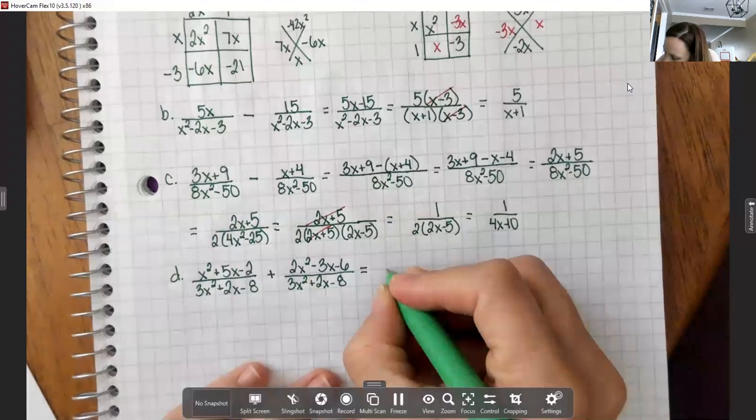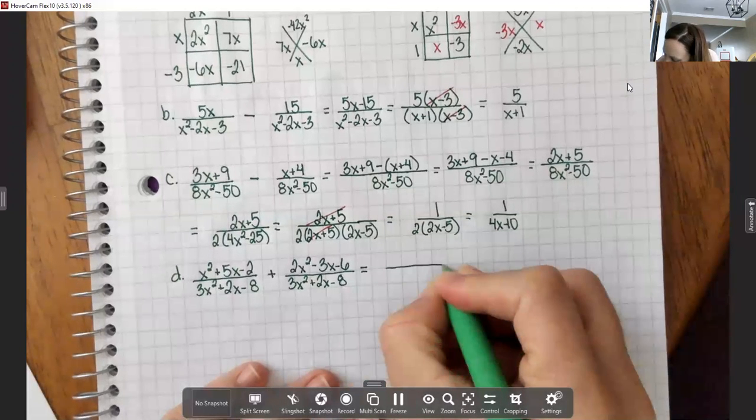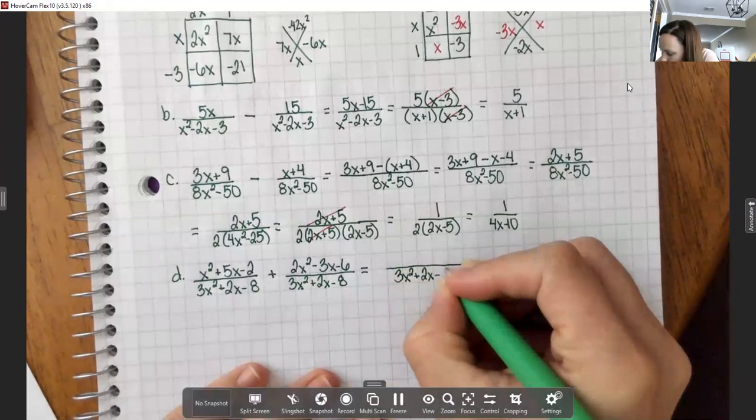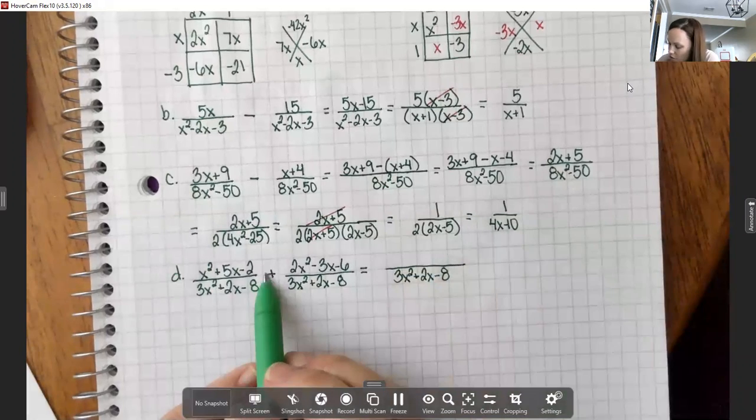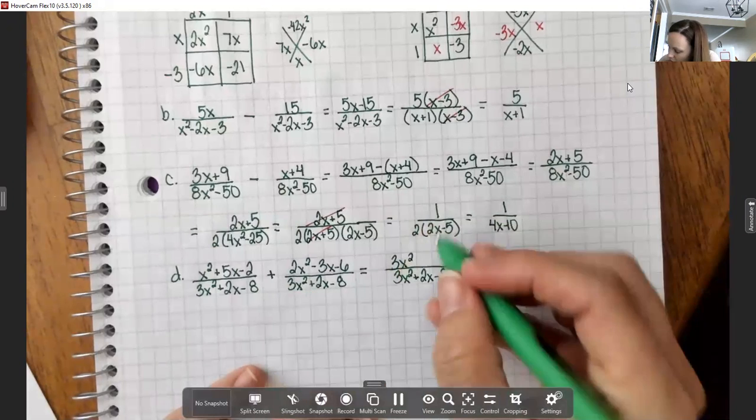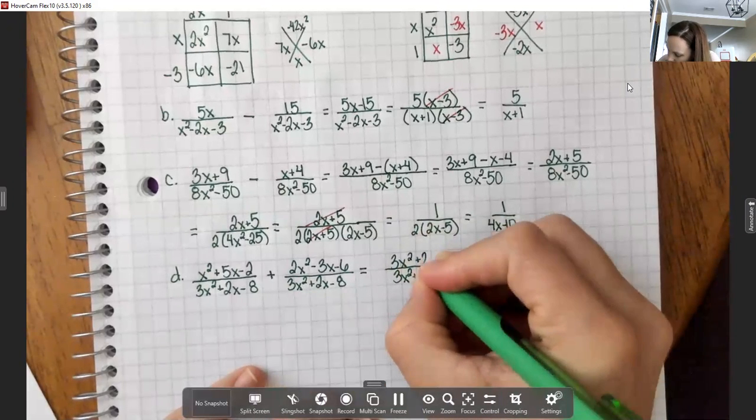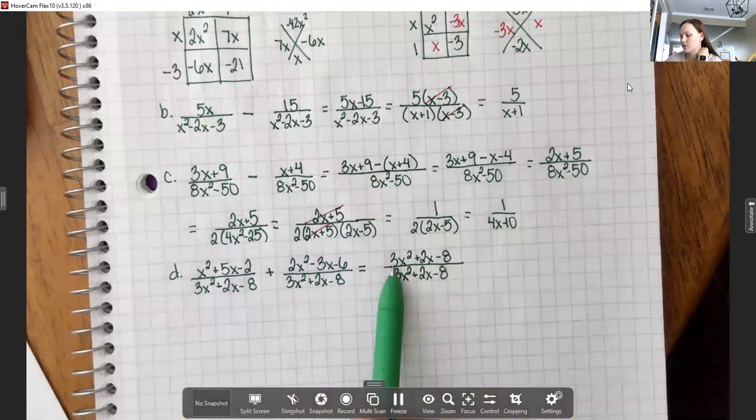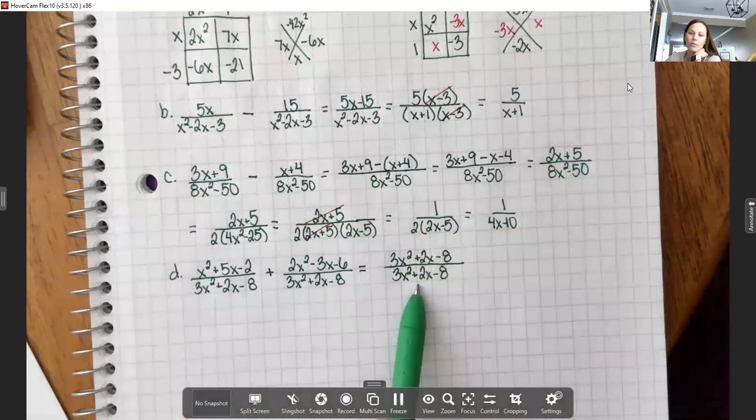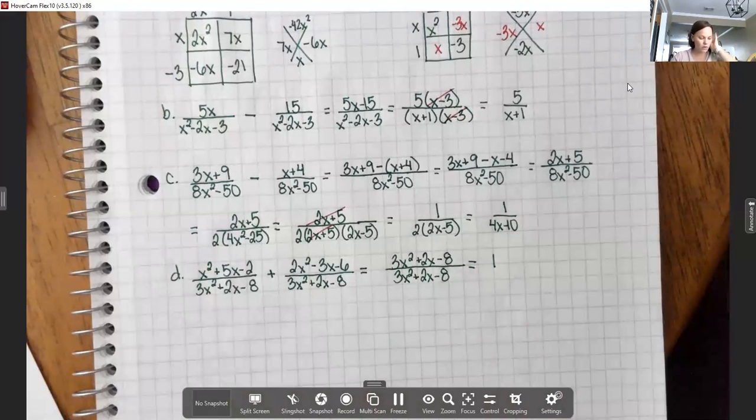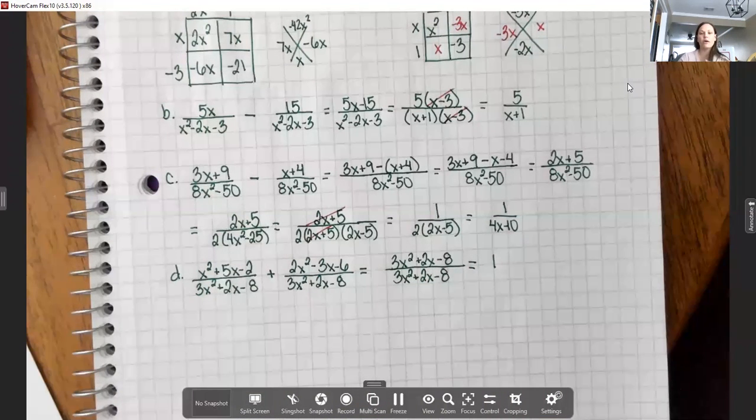So a common denominator here makes it more straightforward, and it's addition, which makes it a little bit easier. No need to worry about distributing. So x squared plus 2x squared, we get 3x squared. 5x minus 3x is 2x. Negative 2 plus negative 6 is negative 8. And here you see we have (3x² + 2x - 8) divided by (3x² + 2x - 8). So this is just equal to 1, because it's the same thing in the numerator and the denominator.